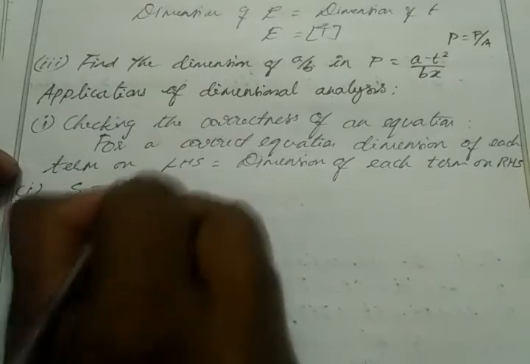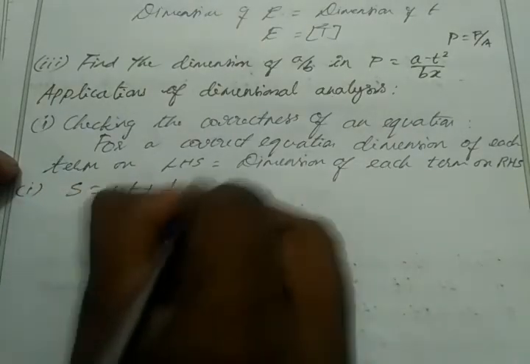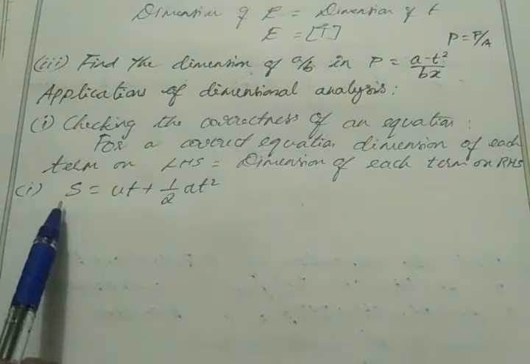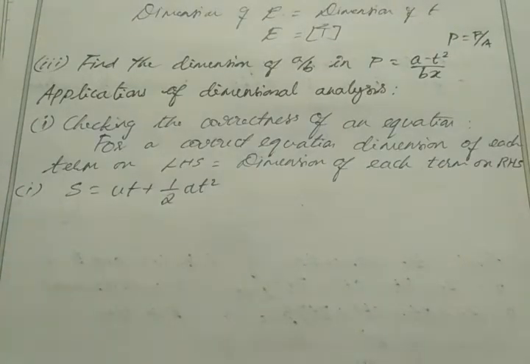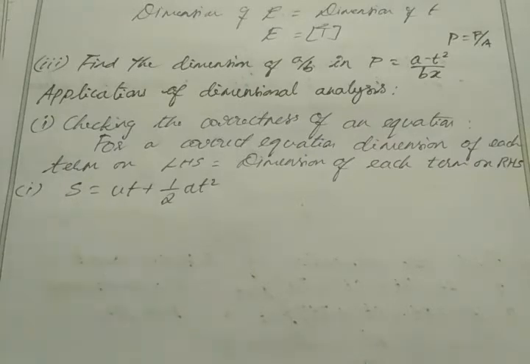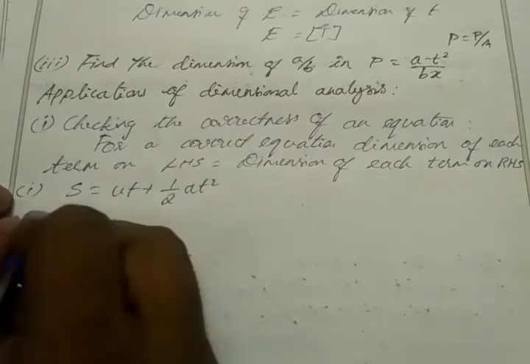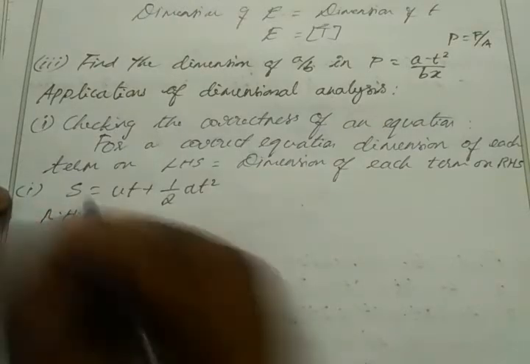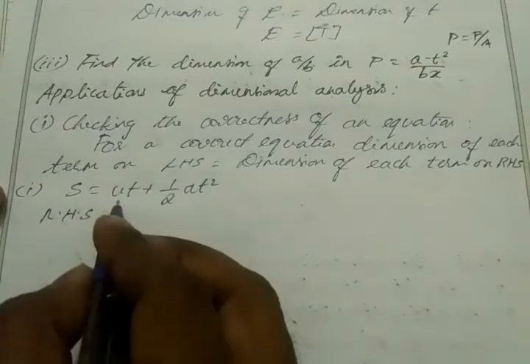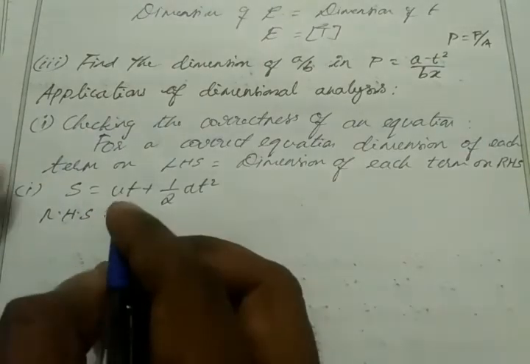S equal to ut plus half at square. So we have to check whether the dimension of the left side is equal to the dimension of the right side. Okay, so this is the displacement equation. Here S means displacement, u means initial velocity, t means time, and a means acceleration. So first we check the right hand side. For the right hand side we have ut, so initial velocity and time.